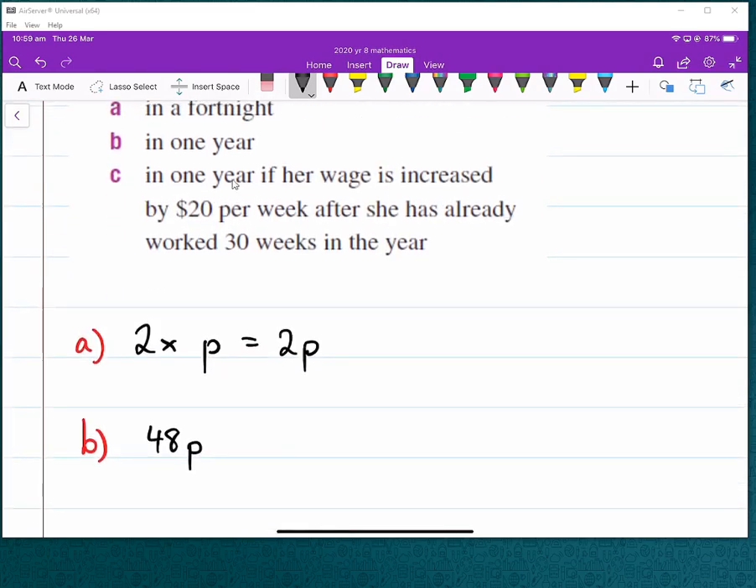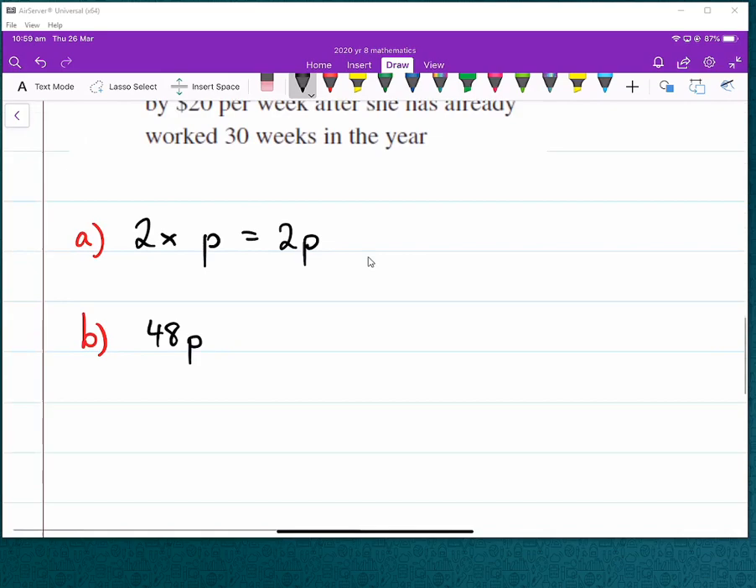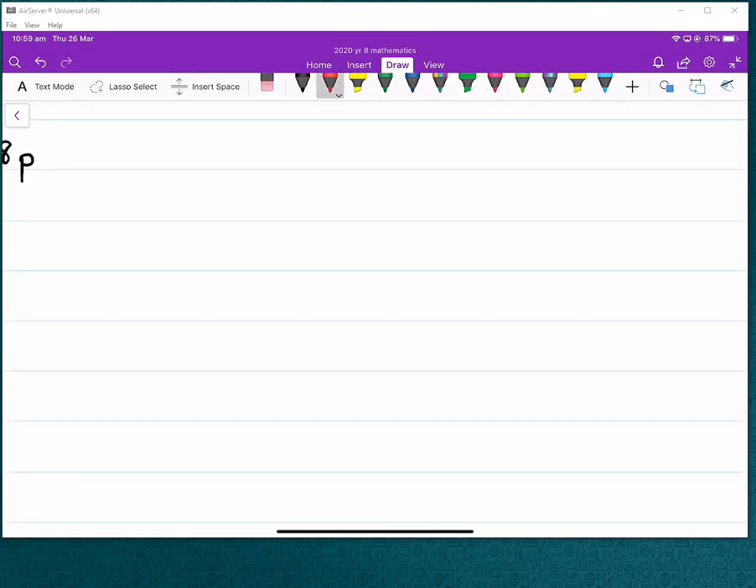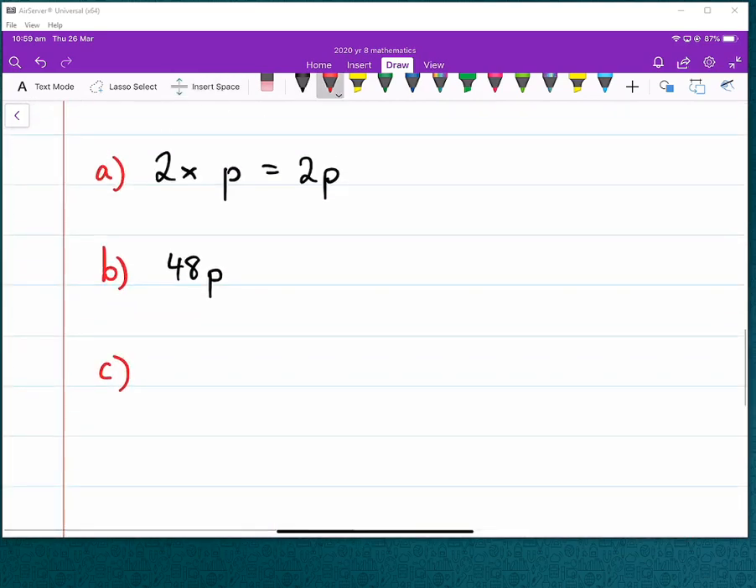And C, in 1 year, if her wage is increased by $20 a week after she has already worked for 30 weeks in the year. So let's have a look and see. For C, how would we work this out? We have 30 weeks of the year where she's getting P dollars. So we'd write this as 30 weeks that she's getting P dollars.